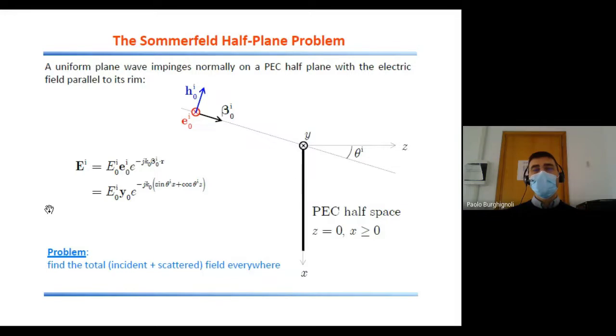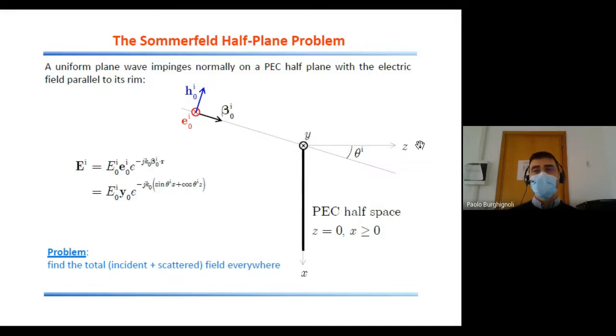So the incident field can be written simply as a complex constant, E0 incident, times the unit vector of the y-axis, times the propagation exponential, which is characteristic of a plane wave. You see that the direction of propagation is associated with the angle theta incident, which is the angle that the phase vector beta of the incident wave forms with the positive z-axis.